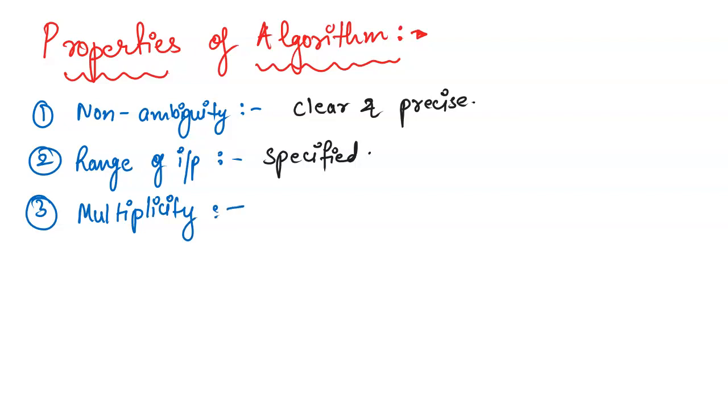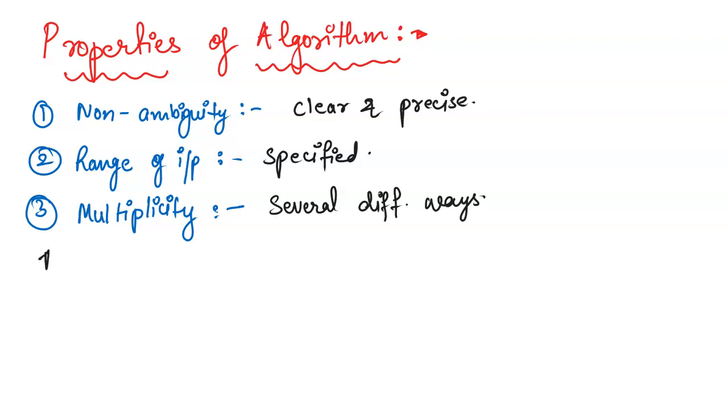So let us see the third property of algorithm, that is multiplicity. The algorithm can be represented in several different ways, as the name defines itself. So that means we can write the sequence of instructions in simple English, or in the form of pseudo code. Similarly, for solving the same problem, we can write several different algorithms. For instance, for searching a number from a given list, we can use the sequential search or the binary search method. Here, searching is a task, and use of either the sequential search method or the binary search method is an algorithm.